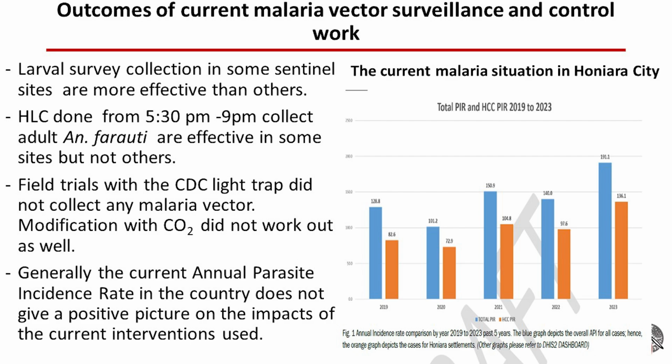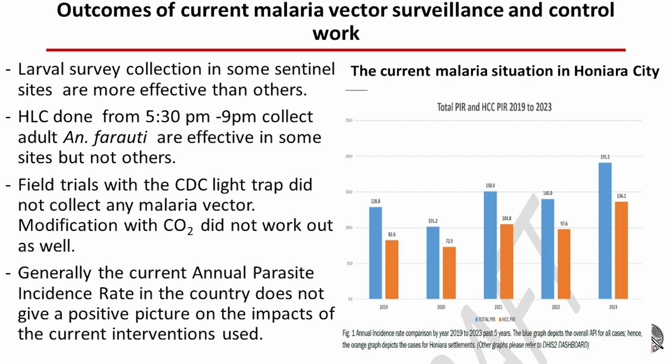For the CDC light trap, we try to use it, but it doesn't work. We try to modify it with a source of carbon dioxide. So we use homebrew yeast plus sugar. That's a source of carbon dioxide. We use it with the CDC, but there's no improvement. We didn't get any malaria vector. We only got Culex, the main one.